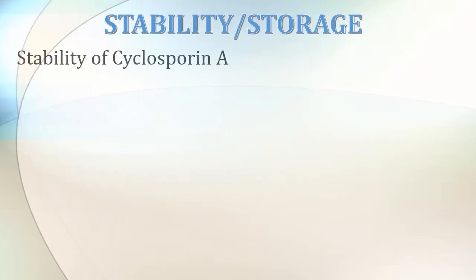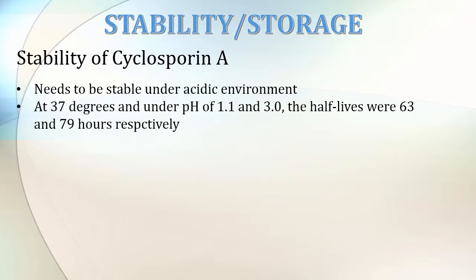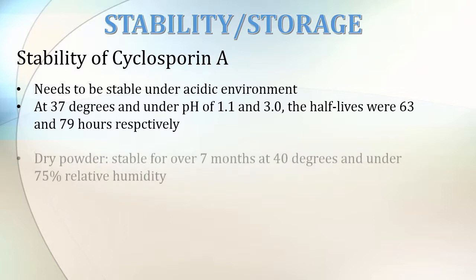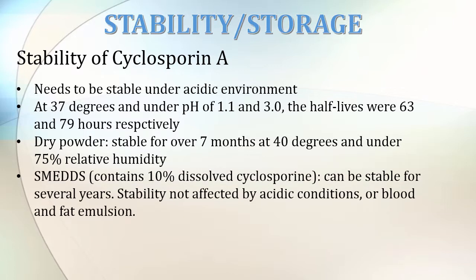Now to the stability of cyclosporin A. Because it is taken orally, cyclosporin A needs to be stable under an acidic environment, the same as the stomach. When tested at 37 degrees and under pH of 1.1 and 3.0, the half-lives were 63 and 79 hours respectively. As a dry powder with no formulation, it is stable for over 7 months at 40 degrees and under 75% relative humidity.